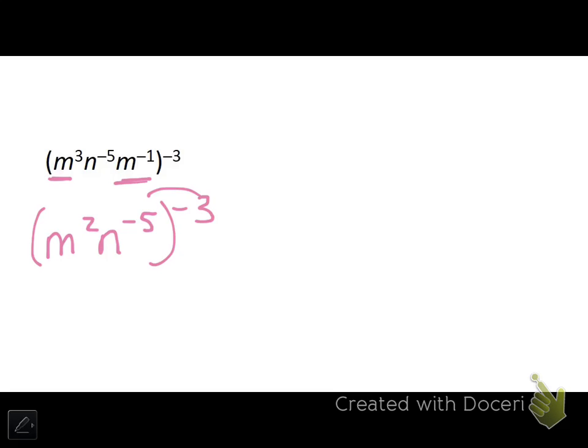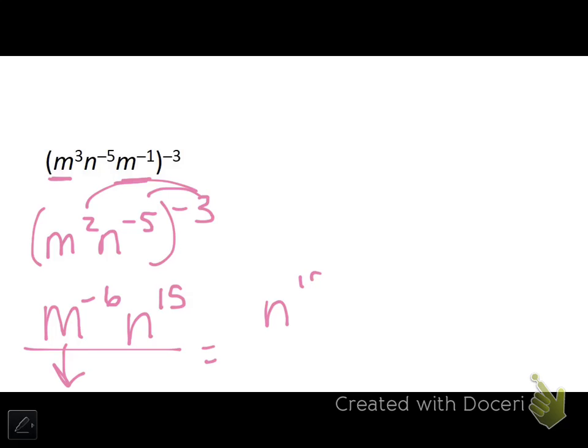Okay, and then I would distribute this -3. So then we'd get m, so we multiply because it's power to a power, so 2 times -3 is -6. And -5 times -3 is going to be positive 15. Then we got to drop our m. So then my answer should be n to the 15 over m to the 6th.